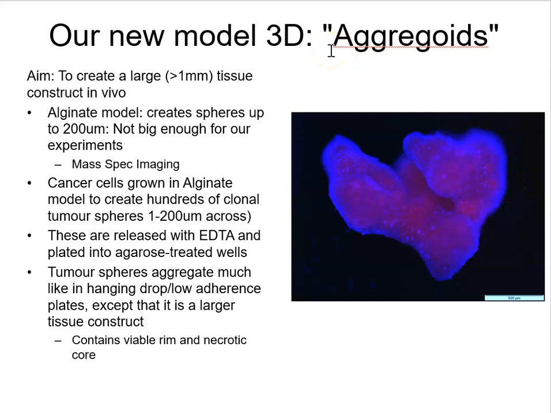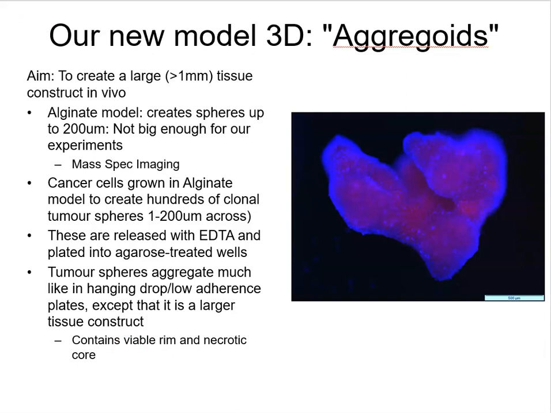So to do this, we've created a new cell culture model that we've termed Aggregoids. Okay, so this Aggregoid here is stained with Hoechst 33342 as before, and propidium iodide, and you can focus on the surface, and you can see that there are proliferative cells, and there's a hint of red in the background, and so we know we've got a hypoxic core.